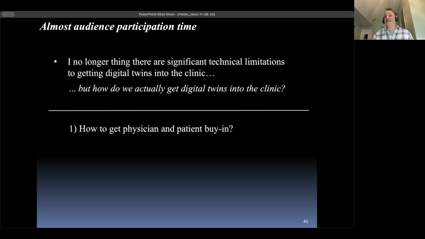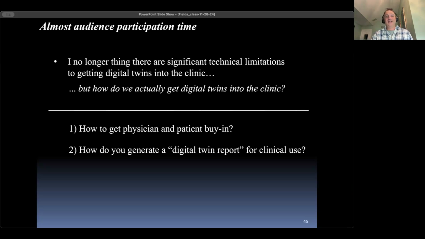For example, how do you get physician and patient buy-in? How do you communicate the results of a digital twin prediction to a physician and have them be able to use it? How do you get patients to buy into the notion of a mathematical model to identifying the best way that they should be treated? You know, how do you even report it? How do you generate a digital twin report?